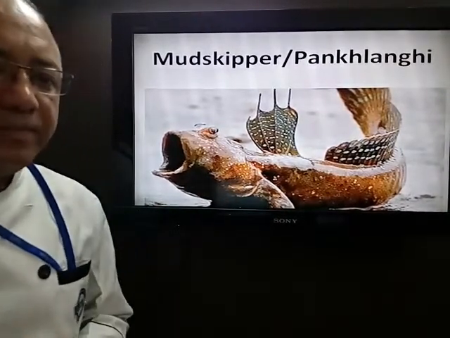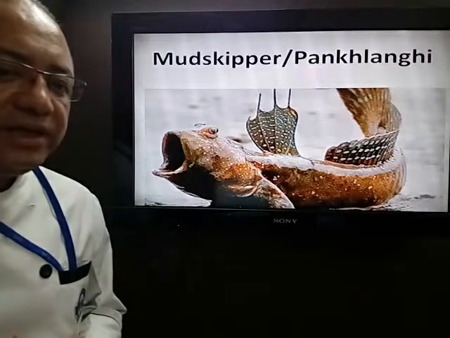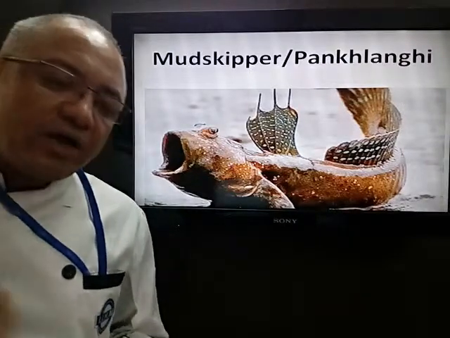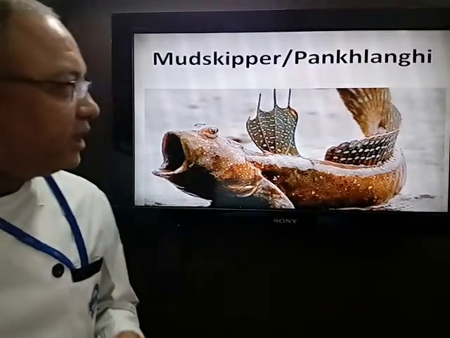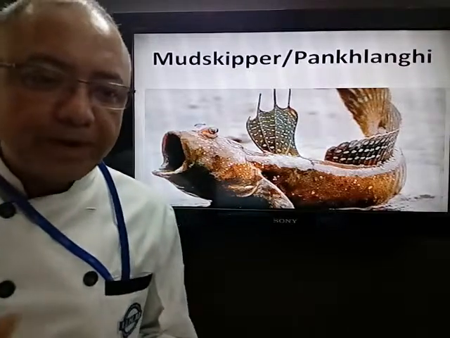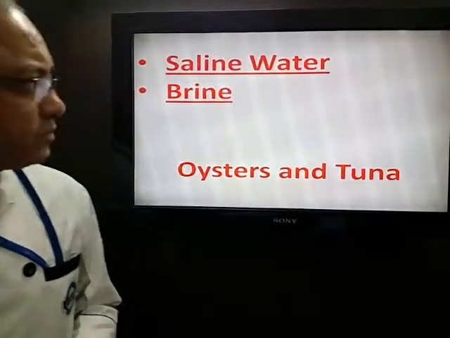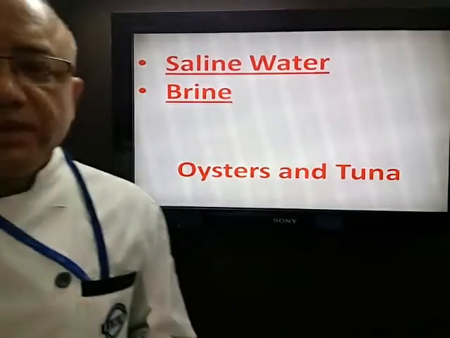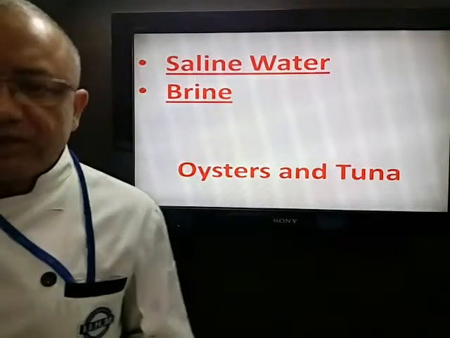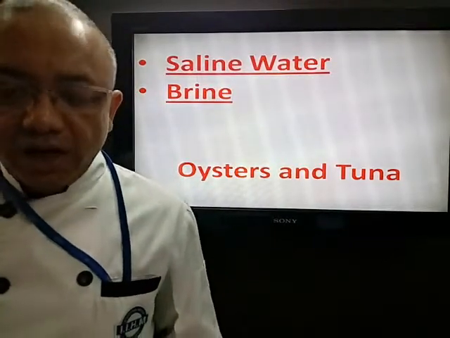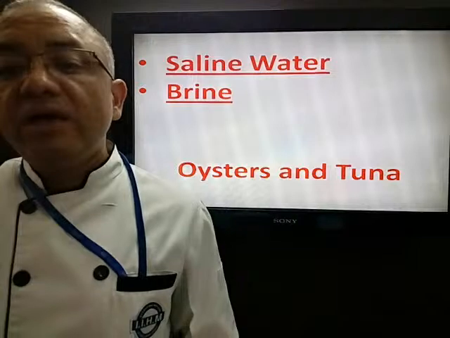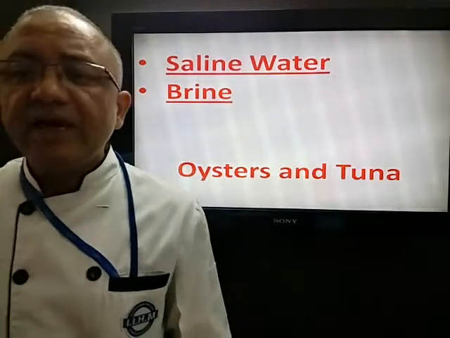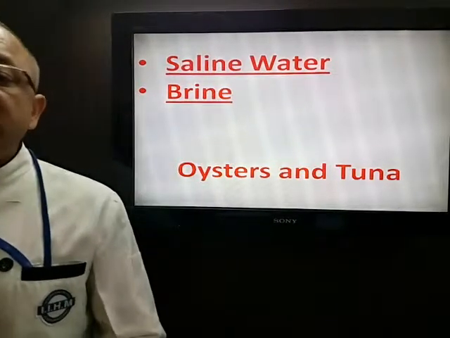This mud skipper basically lives outside. They have developed anatomically their gills, and they can survive. So this is also a brackish water fish. So there are some specialities of the brackish water fish. The brackish water fish is found in many of our coastal states in India, where there are river and estuary systems.